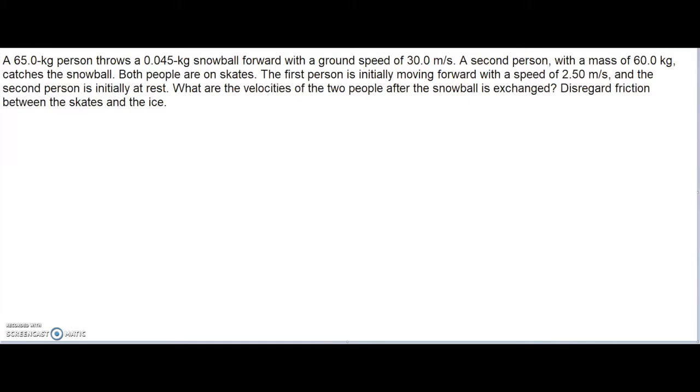Alright, so here it looks like we have two separate situations, so two different collisions. And because there are no external non-conservative forces acting on either situation, we're assuming that for both collisions, momentum is conserved. So for the first situation, momentum initial is equal to momentum final. And then for the second situation, momentum initial is equal to momentum final. Alright. So let's draw out the different situations.